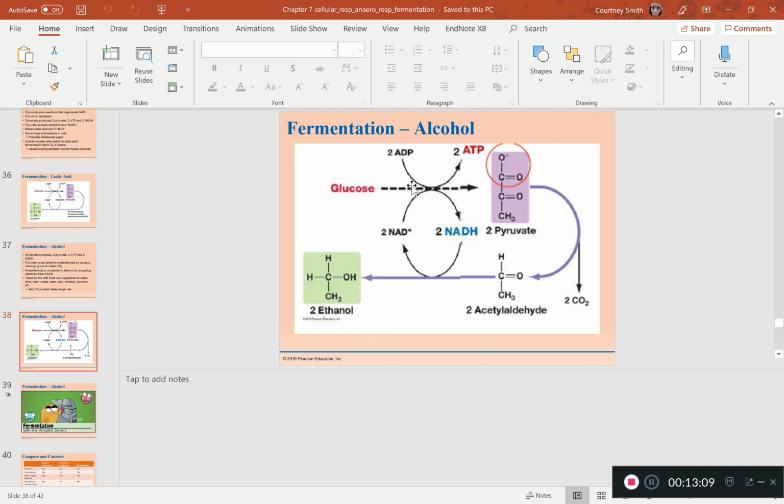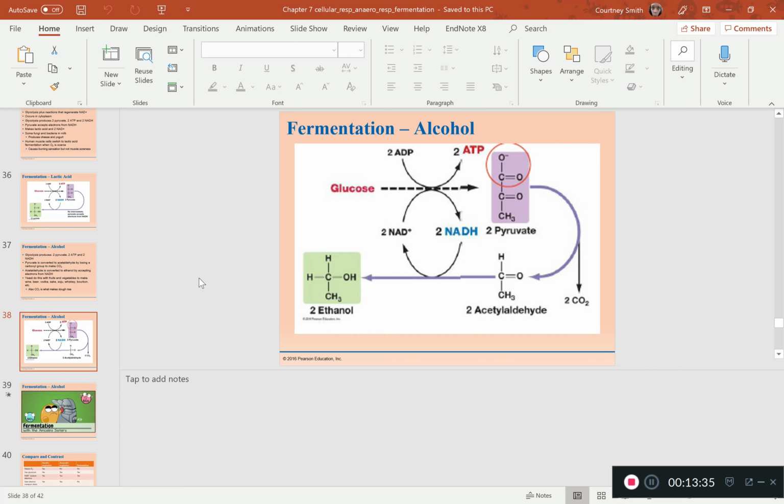And then in the process, the NADH that came from glycolysis will come and reduce the acetaldehyde, and in that process, you'll get NAD+ again, which can then rejuvenate glycolysis, and then we will get ethanol. Okay? So that is alcoholic fermentation.